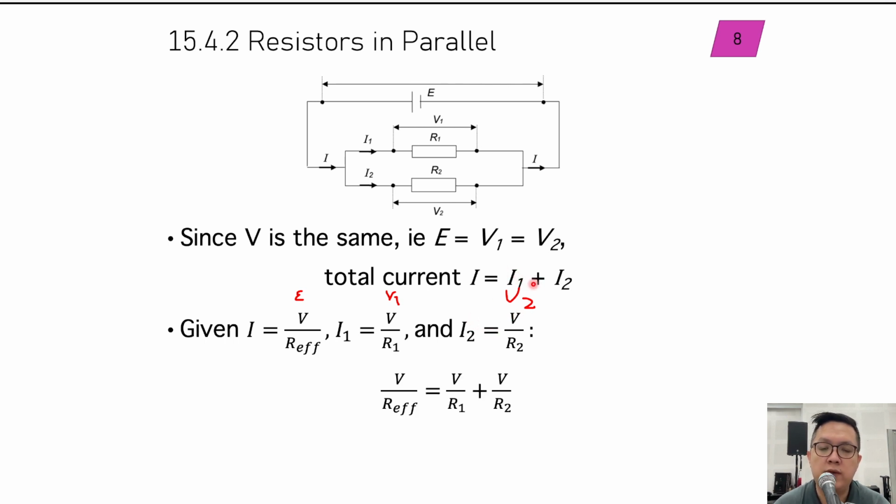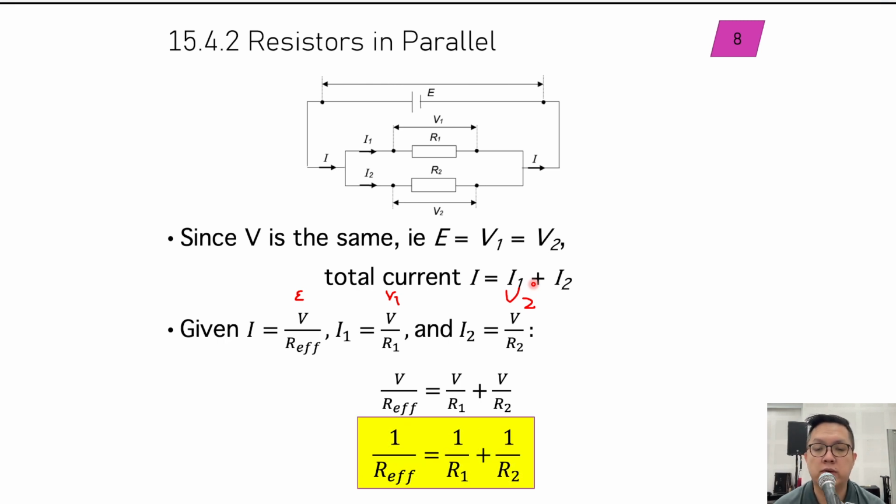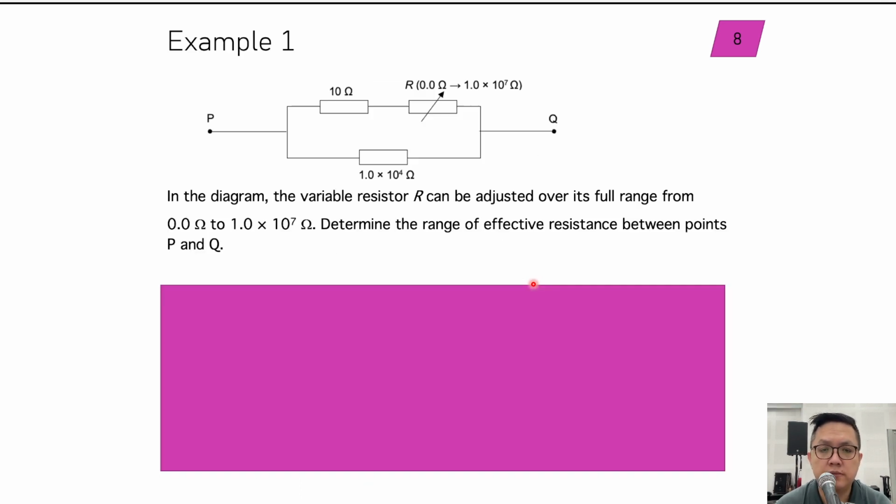Okay, so if I effective equals V over R1 plus V over R2, and of course you can cancel the V, you get 1 over R effective equals 1 over R1 plus 1 over R2. So again, if you have multiple resistors in parallel, you can just add more of this, plus 1 over R3 plus 1 over R4 and so on and so forth. Alright. Okay, so let's look at example 1 quickly.